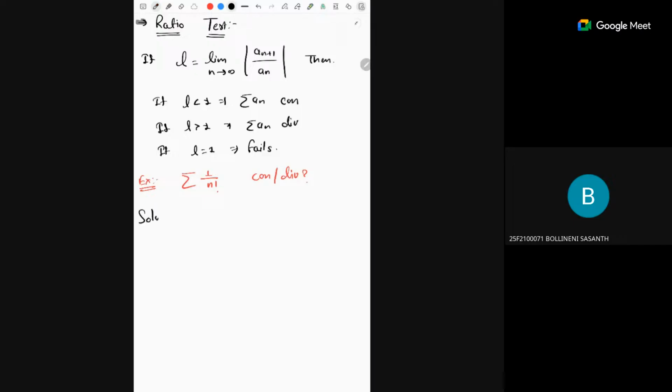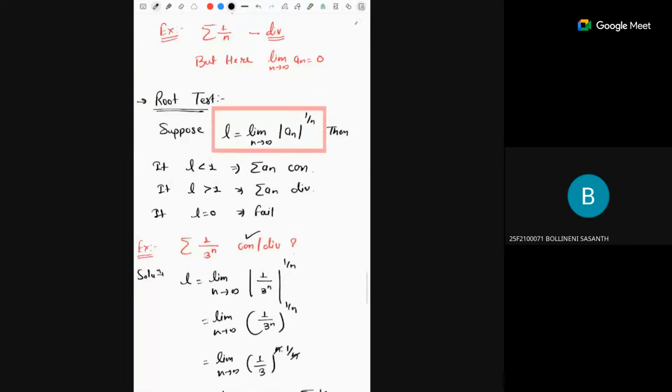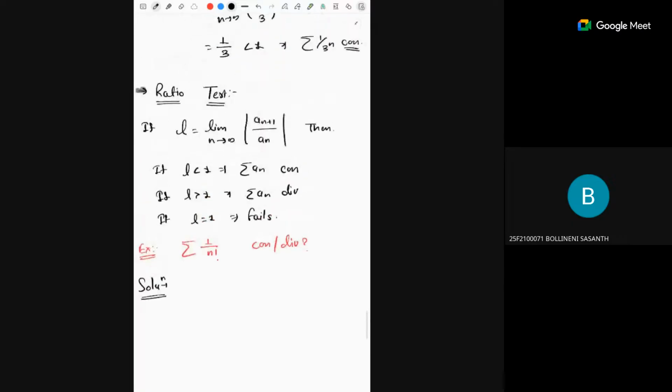So solution. In this case, see, here there is no involvement of power n, right? You have to remember, whenever you apply root test, there should exist some power of n, like 3 to the power n, so that you can cancel out 1 by n and n. That's a simple reasoning. But here there is no power of n. If you want to compute the nth root of this particular a n, it will be a little difficult. So that's why we go with the ratio test.